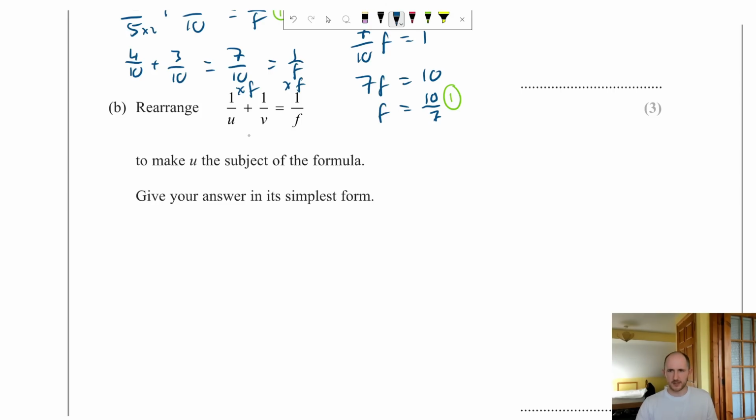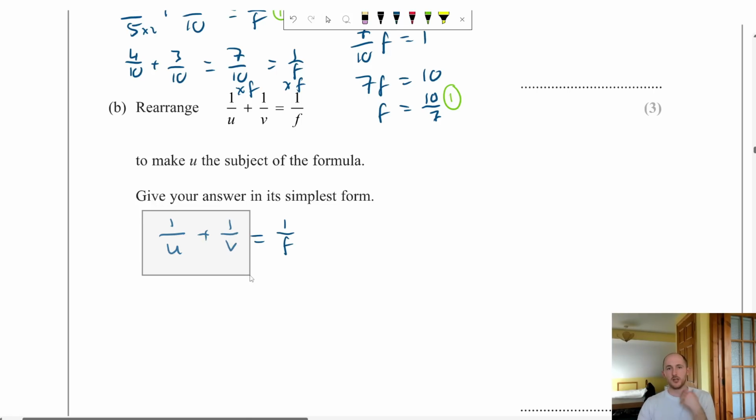So, how would I do this? Well, actually I'm going to rewrite this again because it is kind of cramped up there with all the other random stuff that I've written. Now, it is tempting to just times through by u and v or something like that, but that will make this a bit of a mess. So instead what I'm going to do is treat this as if I'm adding fractions. If you try and add these two, you're going to have a bit of a bad time because you're going to have multiple u's.